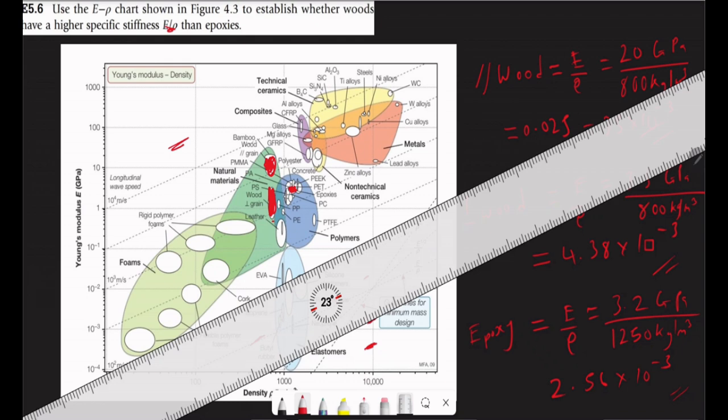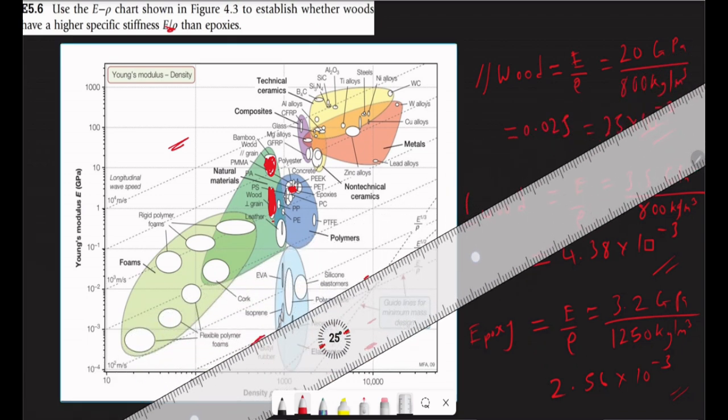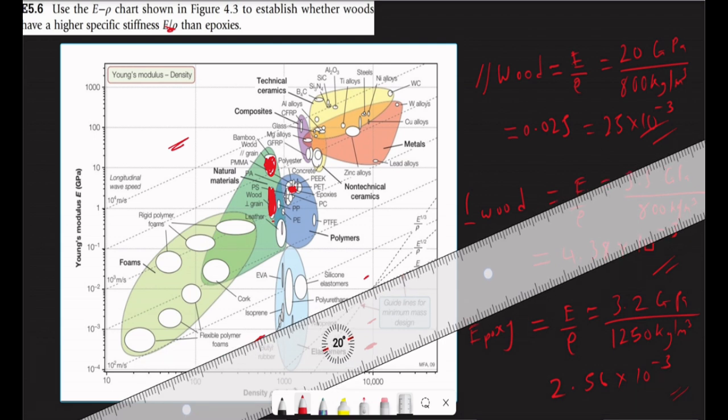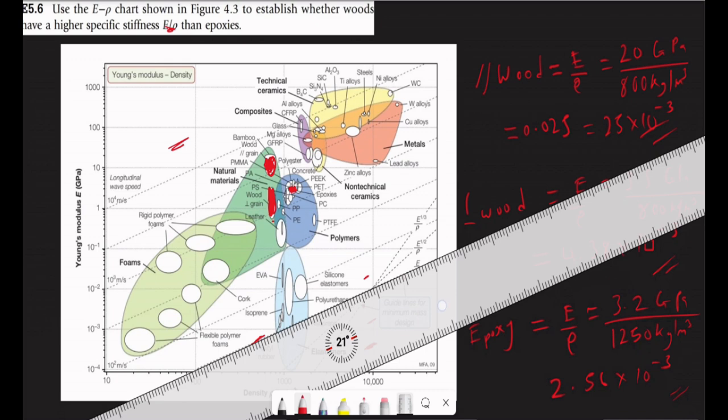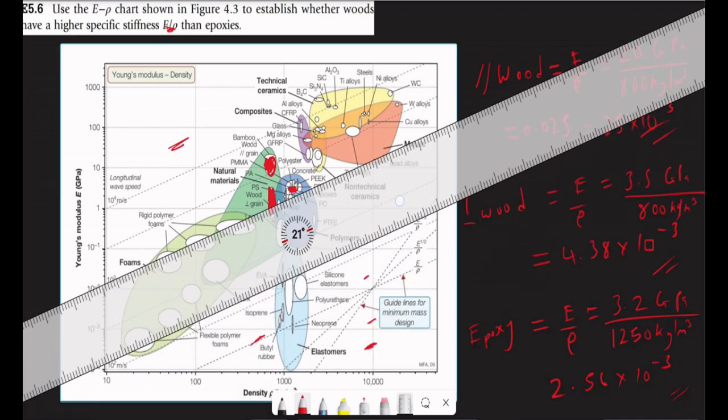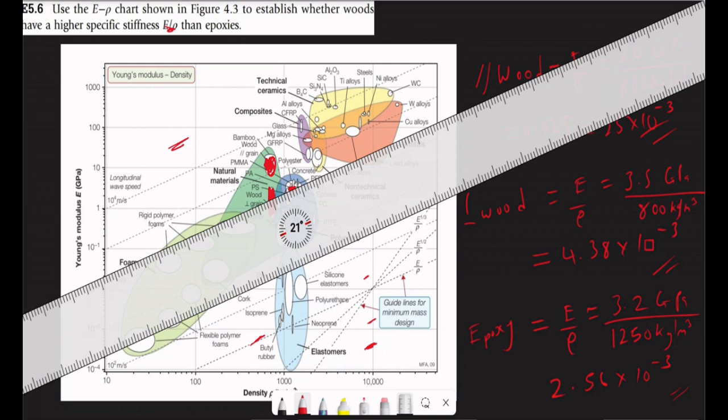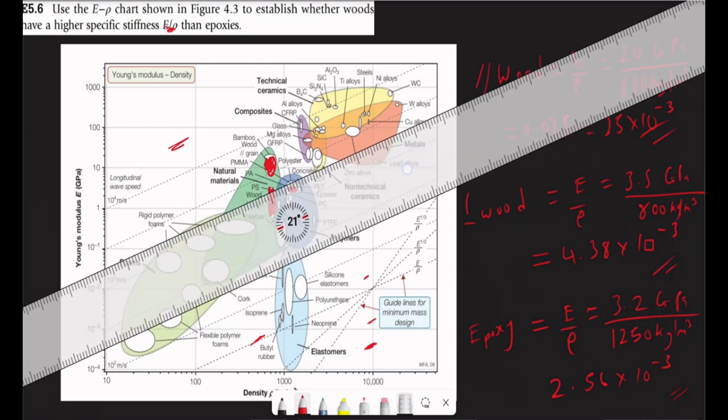So now we have these three materials. We can now move our ruler. We changed the E over P value, so make sure that our angle stays the same. So now we have our angle. All we have to do is move this line up. As you're moving up, you can see that at a point these two lie on the same line: parallel grain wood and epoxy. So we can say they have almost similar specific stiffness. But if you keep moving up to the upper limit, parallel grain wood has slightly higher specific stiffness compared to epoxy.